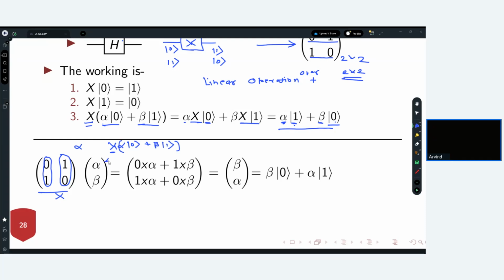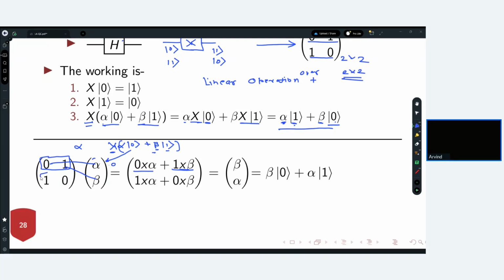And this is the vector representation of the superimposed state, in which alpha is the coefficient of ket 0, which is why we have written alpha at the 0th position, and beta is the coefficient of ket 1, so we have written it at the 1 position. If we take the multiplication of these two matrices, we take the first row and multiply with this column: 0 multiplied by alpha and 1 multiplied by beta. This is the first term of the resultant matrix.